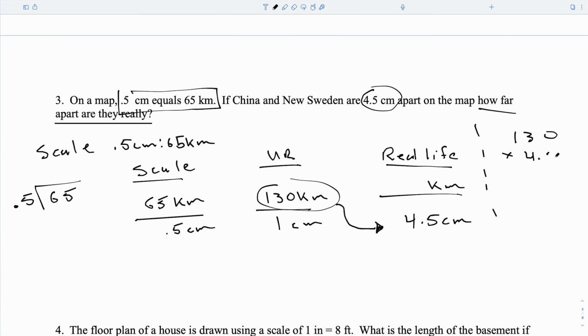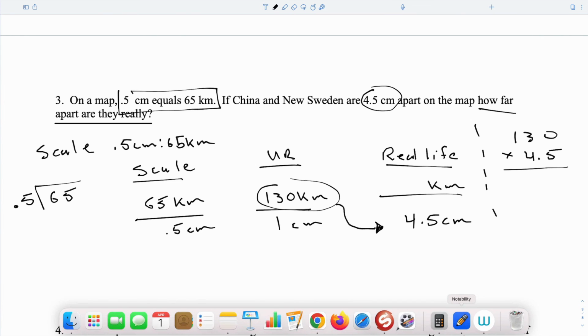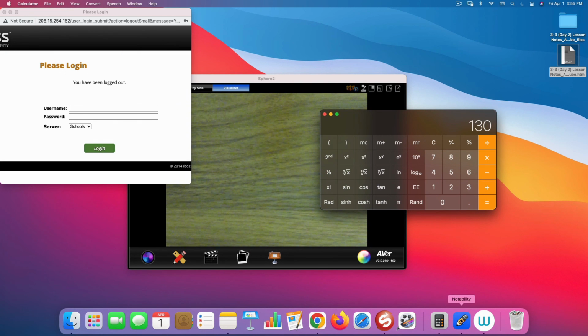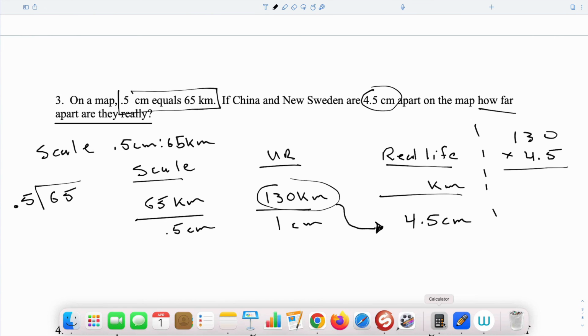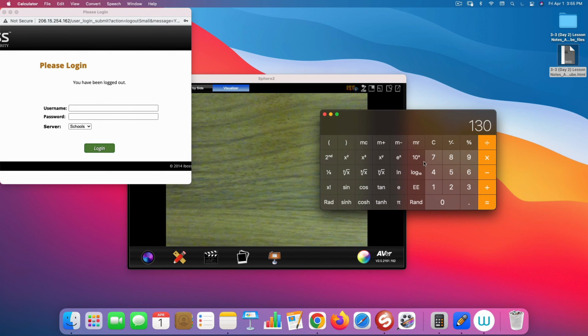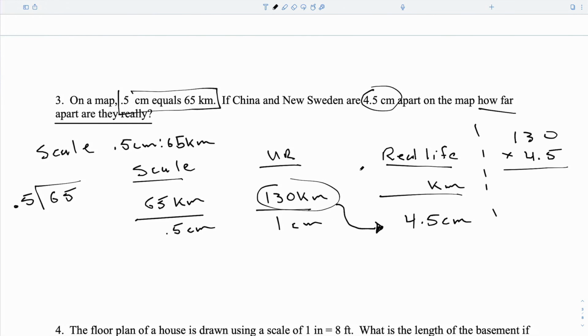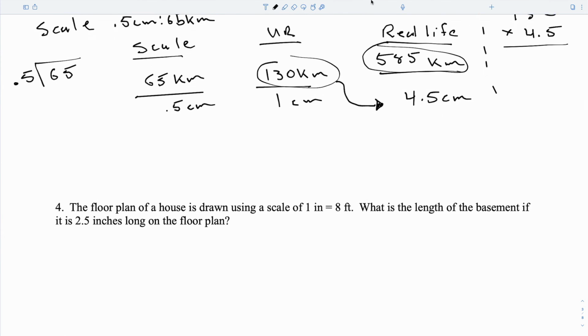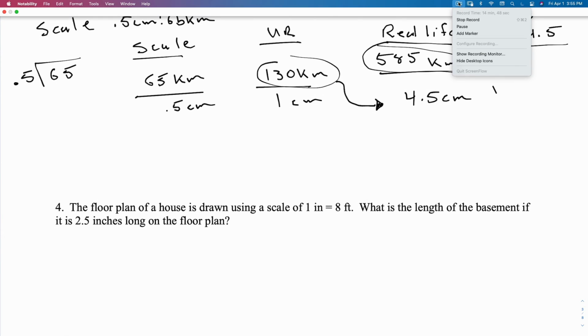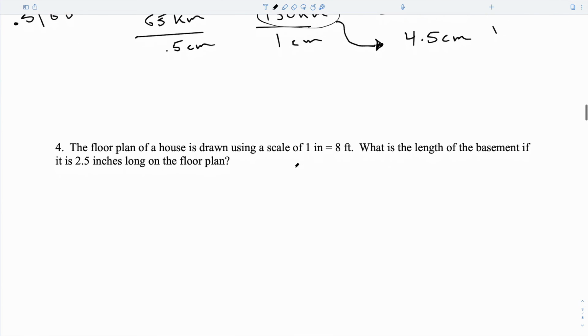130 times 4.5. And again, I'm not too worried about you really fretting over the multiplying part of today. I just want you to get the process down. So use a calculator. In a minute, I'll release your row. 130 times 4.5, and you should get 585. So there are 585 kilometers in real life based on this map when you move 4.5 centimeters. Okay, go ahead and work on number 4 on your own.